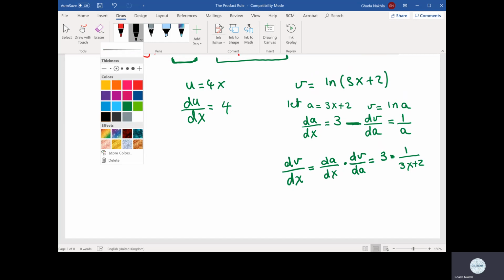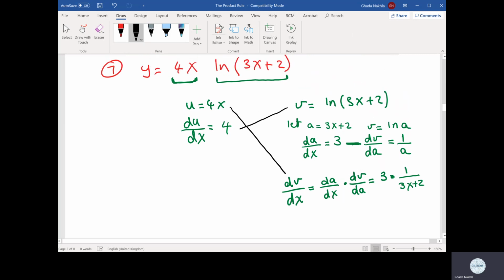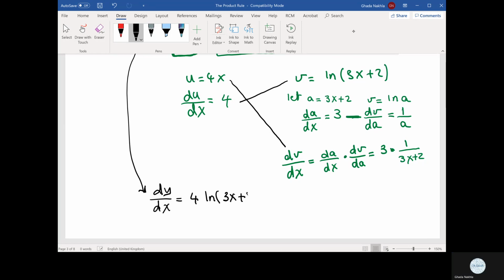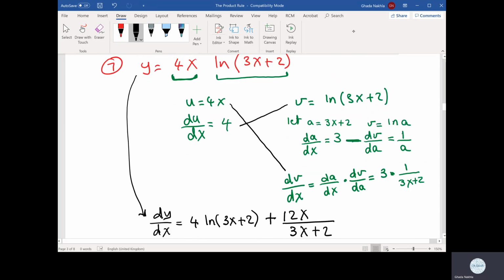So let's go back to our original question, and we're applying the cross multiply here. So it follows from here that dy by dx is equal to 4 ln 3x plus 2 plus 4x multiplied by 3, so that's 12x, multiplied by 1 over 3x plus 2. And that is the answer to the derivative of 4x ln 3x plus 2.